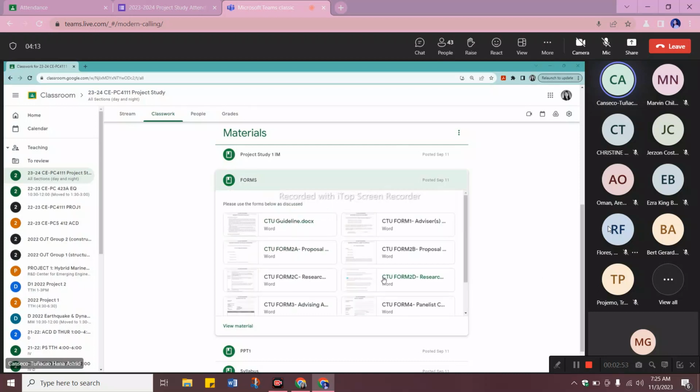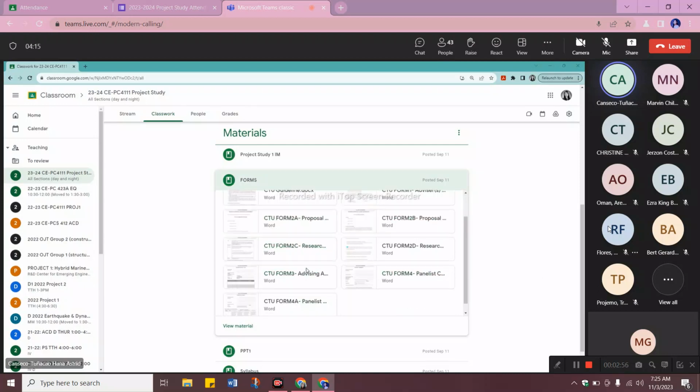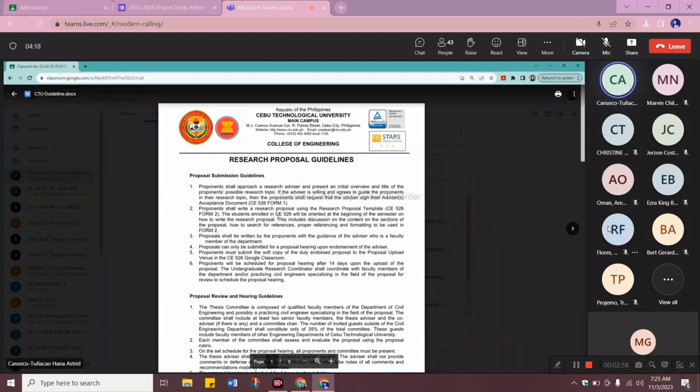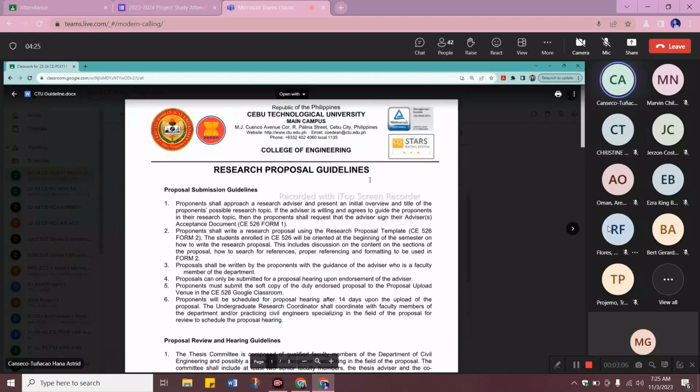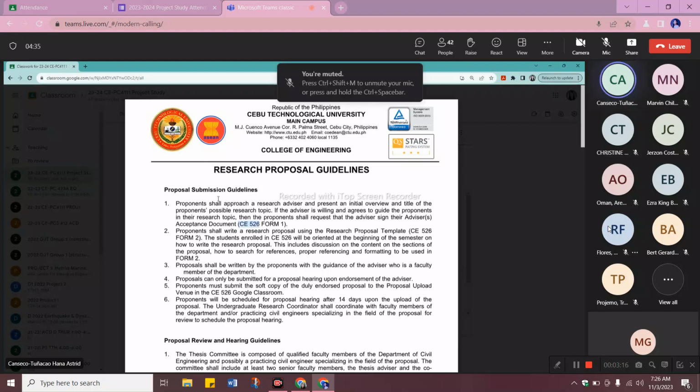So, first of the forms, we'll just follow them according to their number. First is the guidelines. Is the screen clear? Yes, ma'am. Okay. So here are the research proposal submission guidelines. I think I need to change this one. This should be CA 411. Proponents shall approach a research advisor and present an initial overview and title of the proponent's possible research topic.